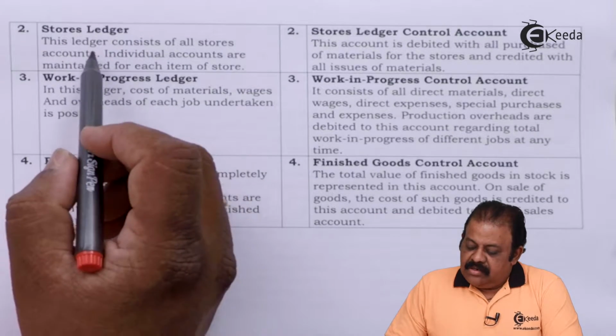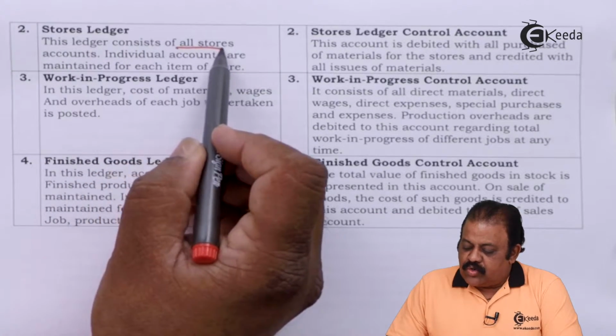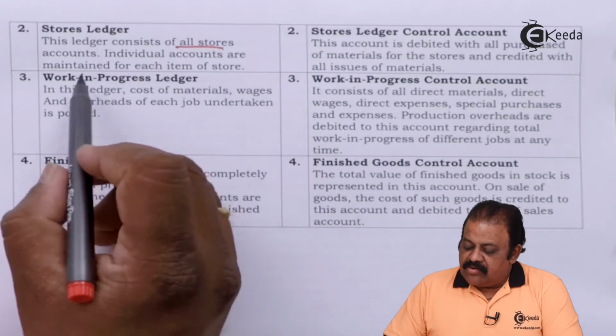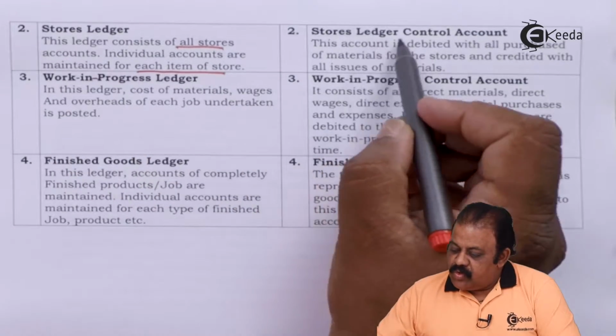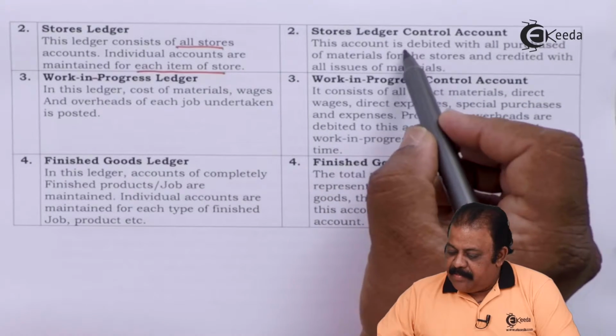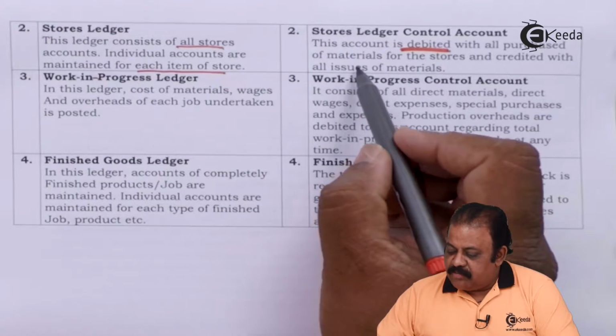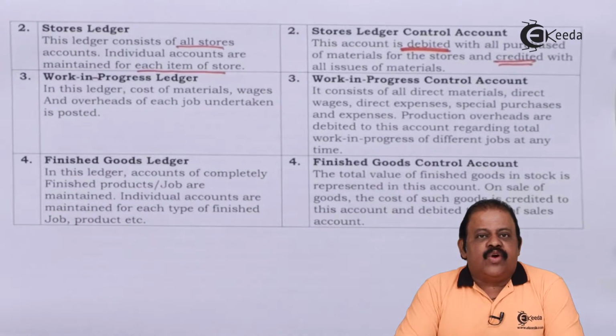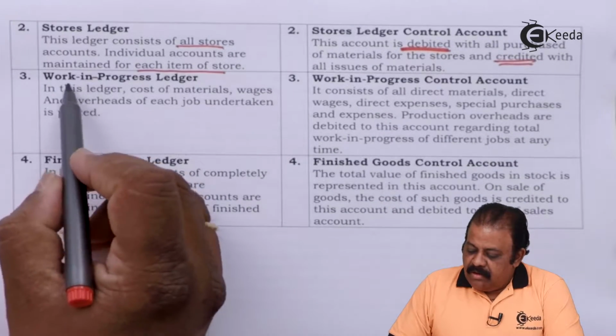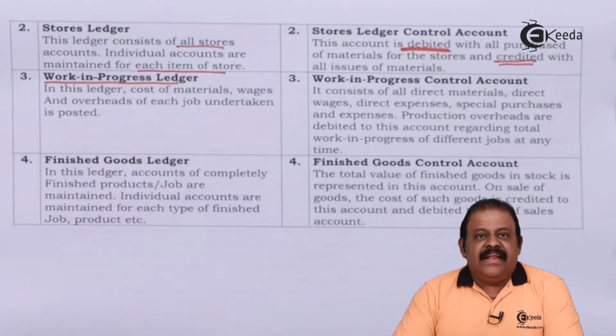Stores ledger. This ledger consists of all stores accounts. Individual accounts are maintained for each item of stores. Stores ledger control account. This account is debited with all purchases of material for the stores and credited with all issues of materials.